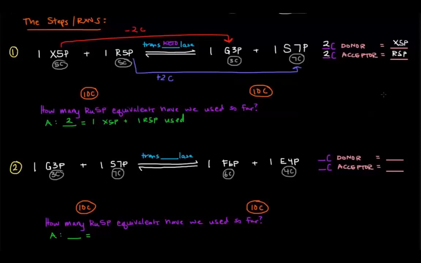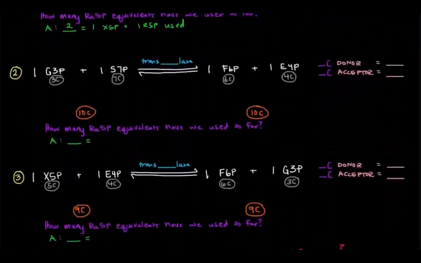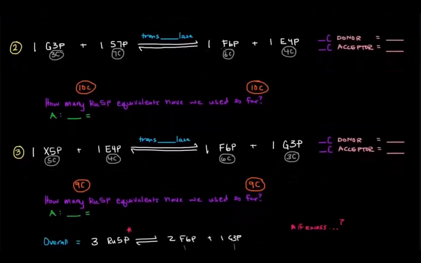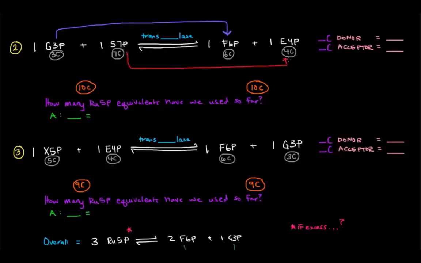In the second step, we're going to take this G3P and S7P that we made, and we're going to turn them into F6P and E4P. Specifically, this G3P will be turned into F6P, and this S7P will be turned into E4P.